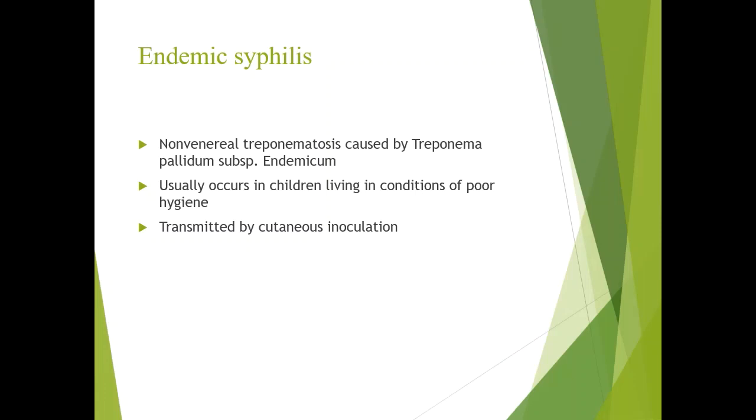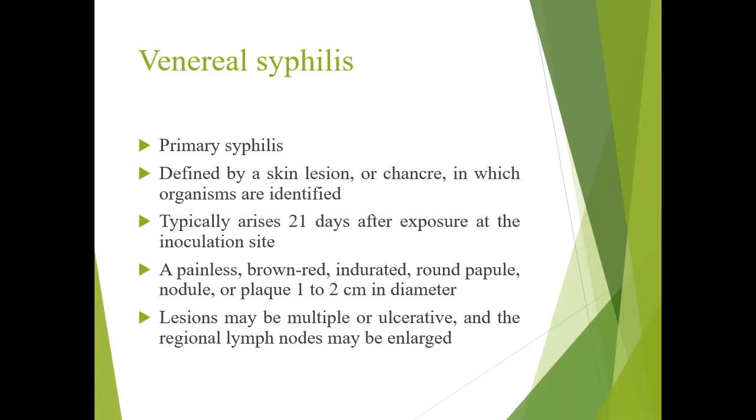Venereal syphilis. Primary syphilis is defined by a skin lesion or chancre in which organisms are identified, typically arising 21 days after exposure at the inoculation site. It is a painless brown-red indurated round papule or nodular lesion, 1 to 2 centimeters in diameter. Lesions may be multiple or ulcerative, and the regional lymph nodes may be enlarged.